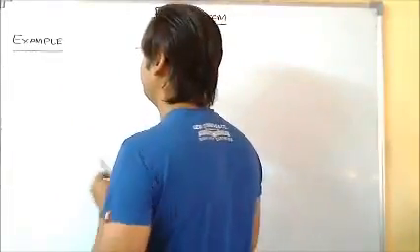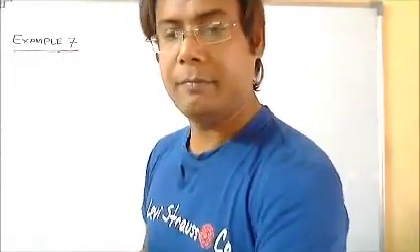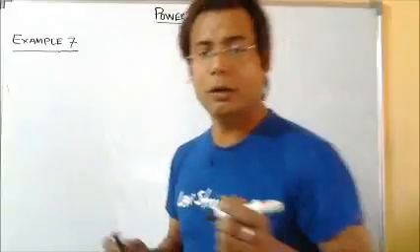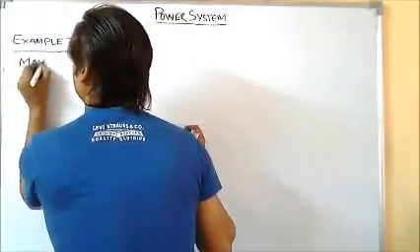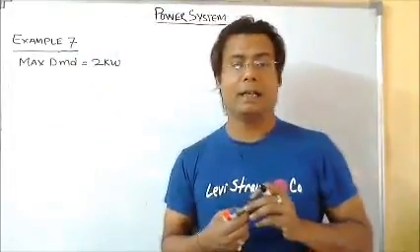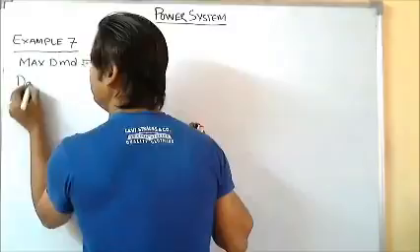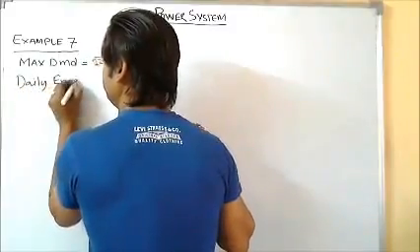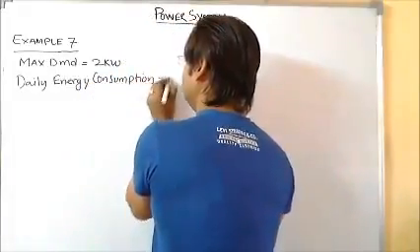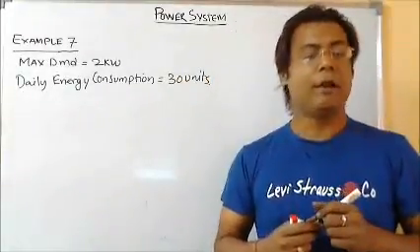Example number 7. It says that the maximum demand of a consumer is 2 kilowatt and the corresponding daily energy consumption is 30 units. So we have to find the load factor.